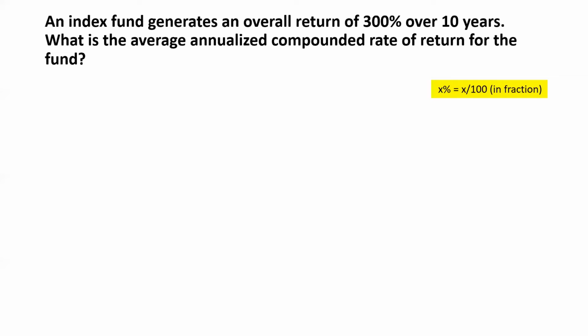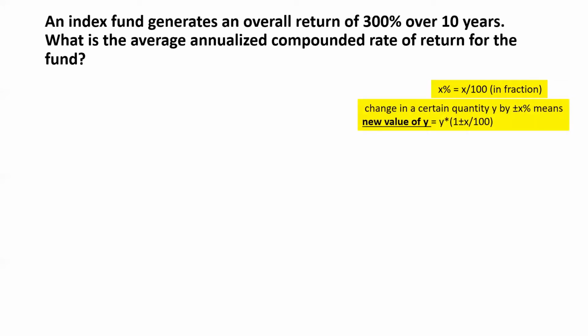And when a quantity changes by X percent, and the change could be an increase, so that's indicated by plus, or it could be a decrease, which is indicated by a negative sign or minus sign. So when a quantity Y changes by plus minus X percent, what's the new value of the quantity? Well, the new value of the quantity is simply the old value. In this case, I'm assuming the old value was Y. So Y multiplied by 1 plus minus X by 100. It's a very simple formula to remember.